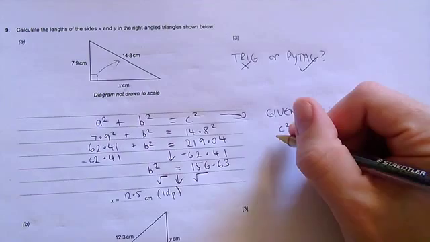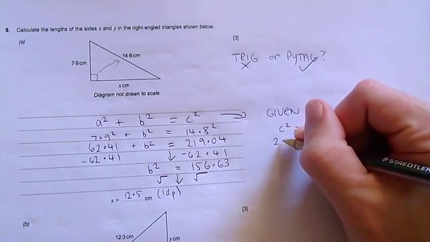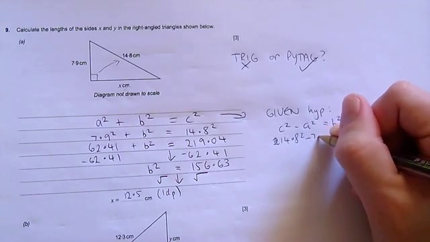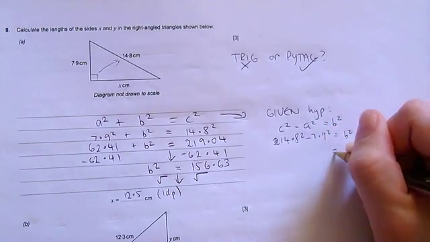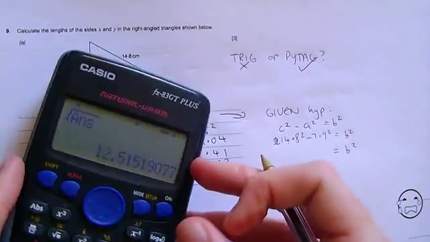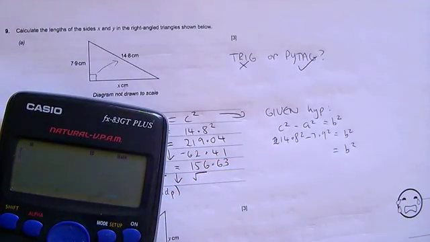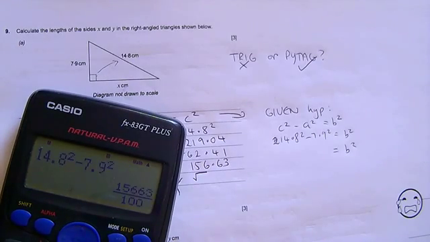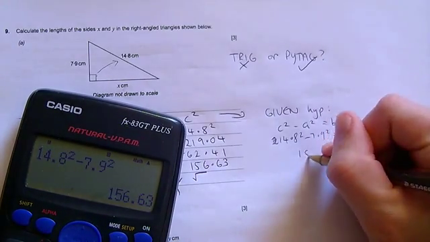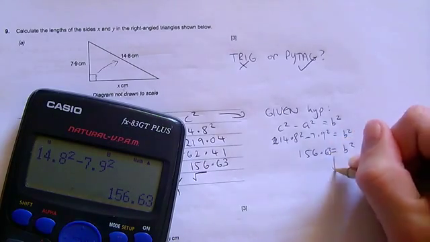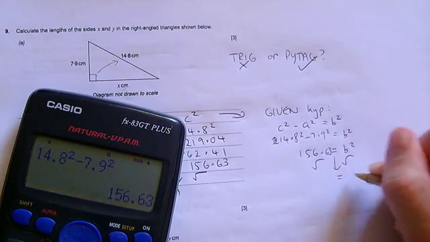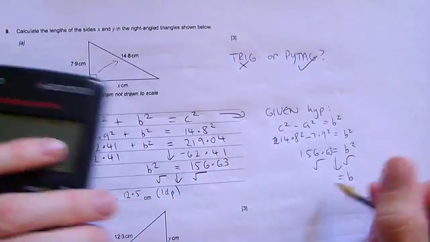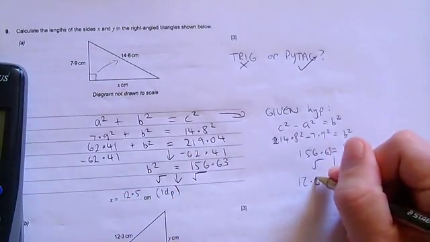If I'd done it this way, I would have just ended up saying 14.8 squared, take away 7.9 squared equals b squared. I would have literally put that into my calculator as 14.8 squared, take away 7.9 squared, press equals, got that answer there, 156.63. I then would have square rooted both sides and got b was equal to exactly the same answer I just got. Okay, so 12.5.